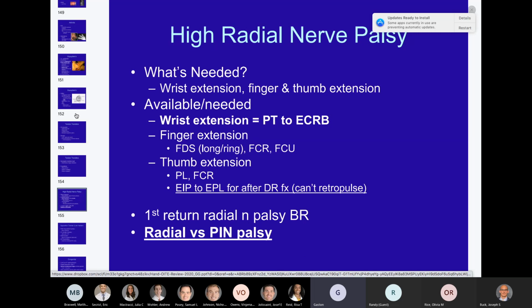And then differentiating a radial nerve palsy from a PIN palsy. Remember, PIN palsy, you're still going to have ECRL innervated, so they're going to have wrist extension with radial deviation. They're just going to lack digital and thumb extension. Next slide.